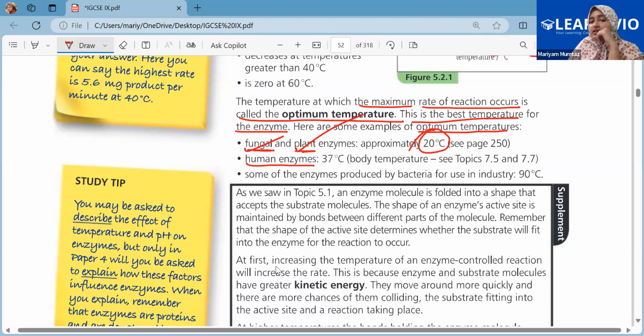The human enzymes work at 37 degrees Celsius because this is the normal body temperature. And then there are certain enzymes that are produced by bacteria for use in industry. They can work at higher temperature as well. So different enzymes work at different temperatures. So we can say that different enzymes have their own optimum temperature.